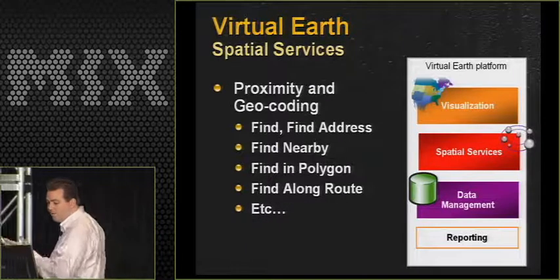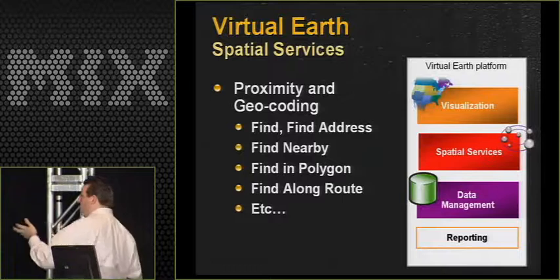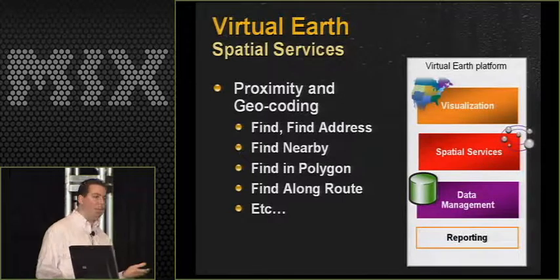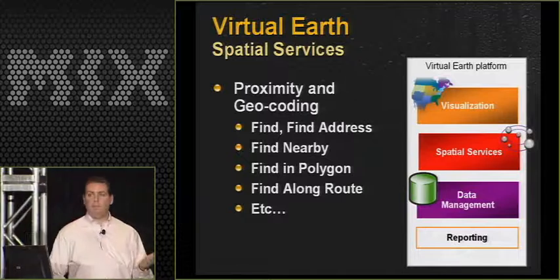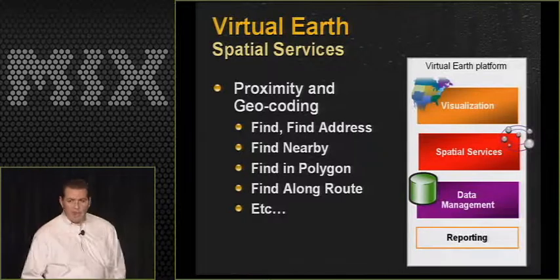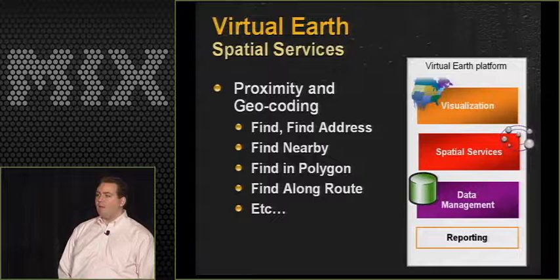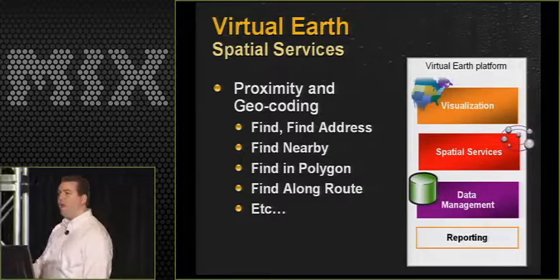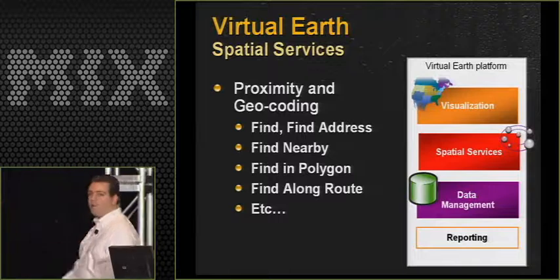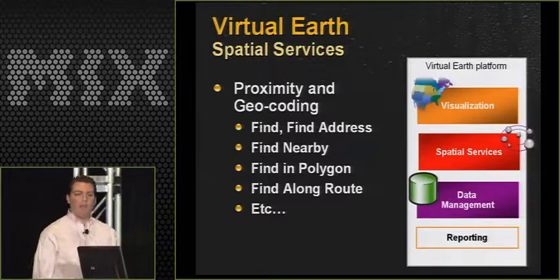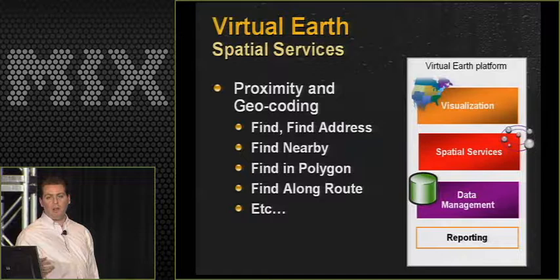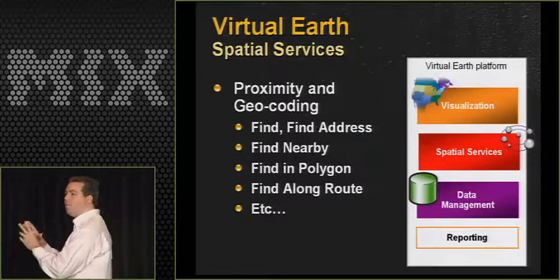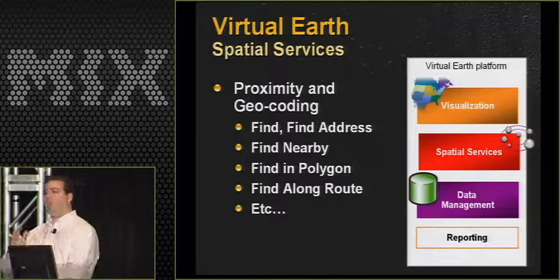On the spatial services side, you get all kinds of different calculations. Find and find address are that core geocoding I talked about. Find nearby is that proximity search. Find in polygon is where you get real fancy and can specify exact areas. I want to find customers of mine that exist within this predefined delivery location. Maybe I want to see the intersection of census data within the 7-minute drive time range of my particular store.